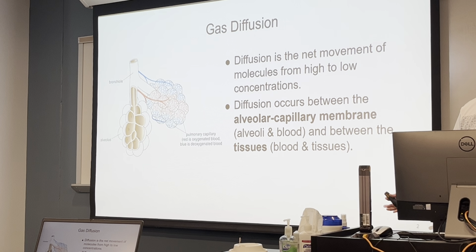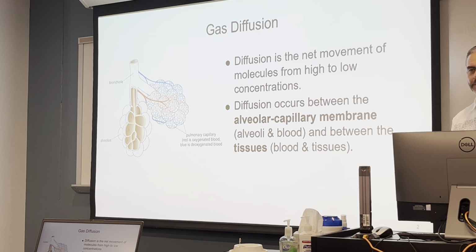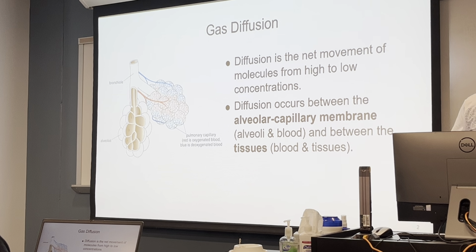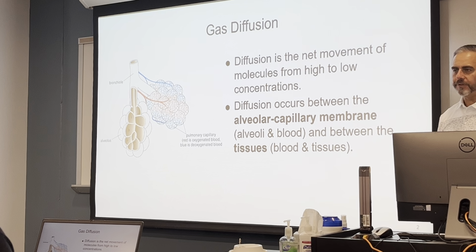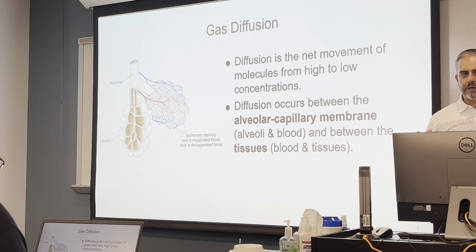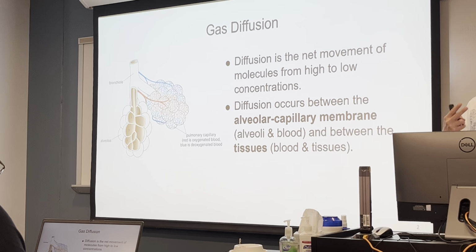So diffusion, simple diffusion. Movement of molecules from areas of high concentration into areas of low concentration. When we talk about diffusion in the lung, we're talking about diffusion of two gases in particular. What two gases are these? Oxygen and carbon dioxide. So those are the two primary gases we're talking about when it comes to diffusion.